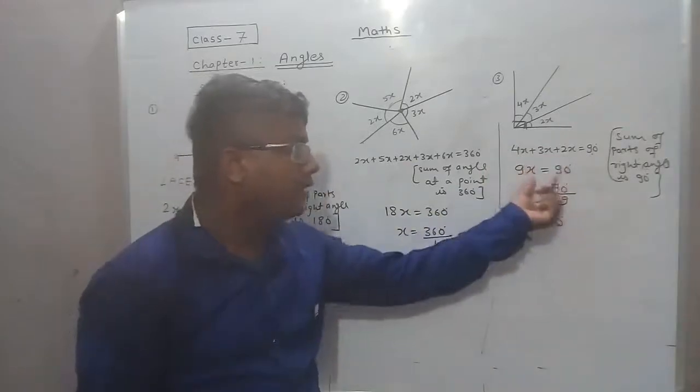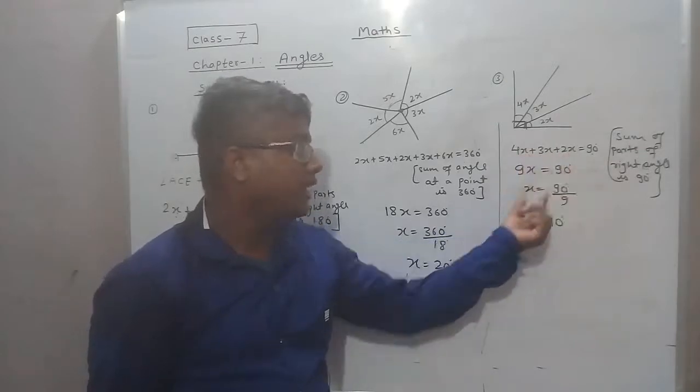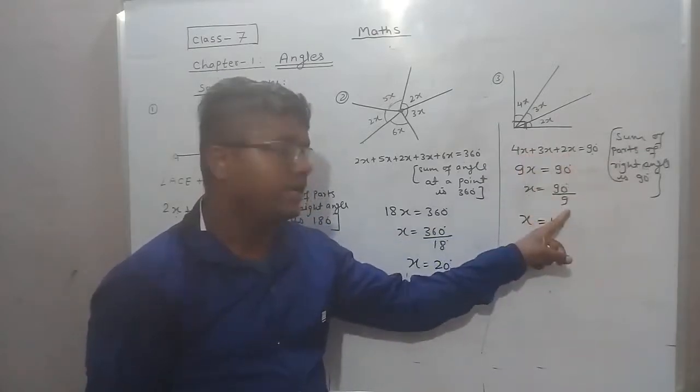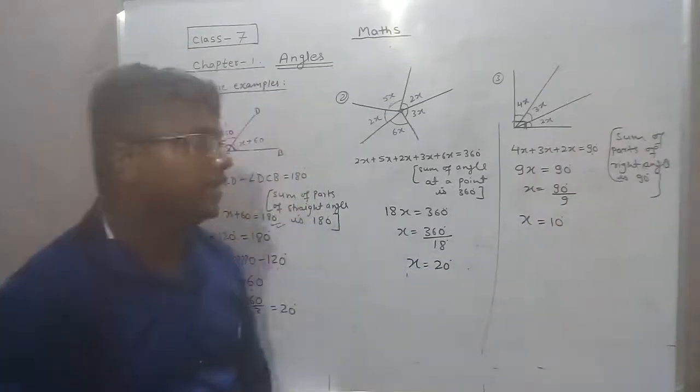So all of this, 4x plus 3x plus 2x, is 9x, equal to 90. Transfer this 9 to the right hand side, it will go and divide there, because it is multiplying on the left hand side, so we will get the value of x as 10 degrees.